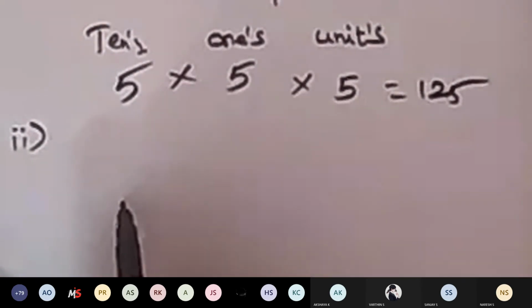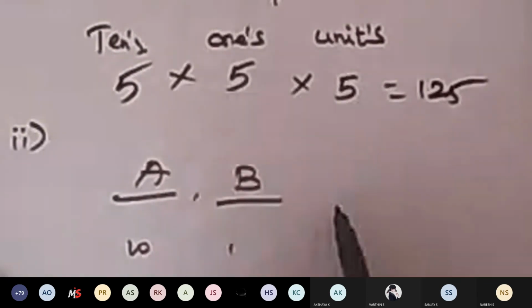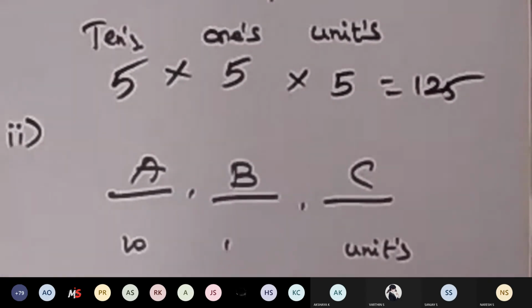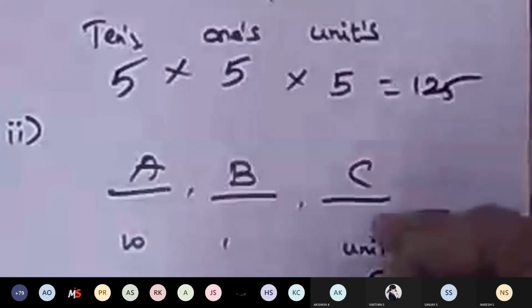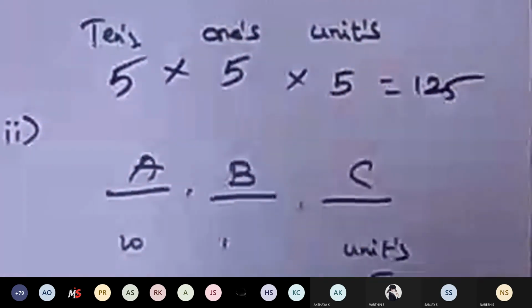The same question, like A, B, C, tens place, ones place, and units place. Okay, tell me. Now without repetition. Repetition should not be there. So if I can use any out of like 5 numbers, right? 1, 2, 3, 4, 5. I may use any 5 numbers here. Am I right? 1, 2, 3, 4, 5 units place. I may use any 5 numbers.